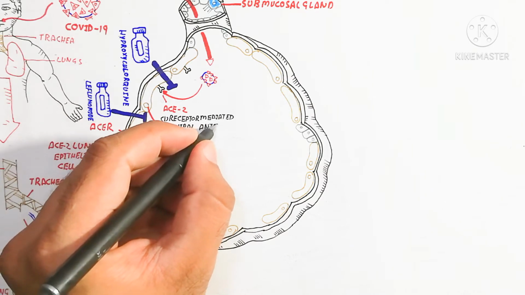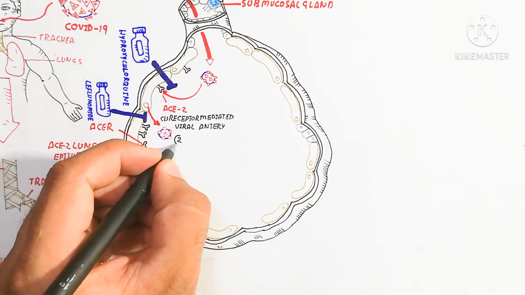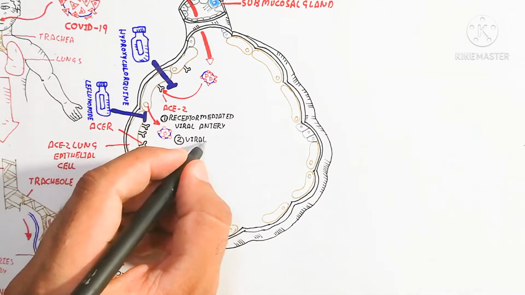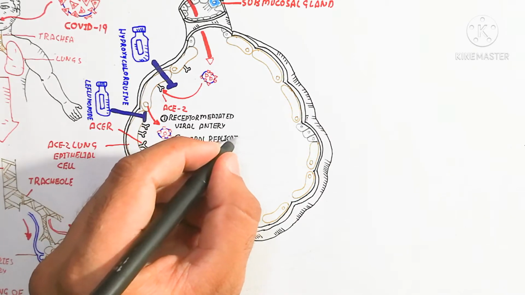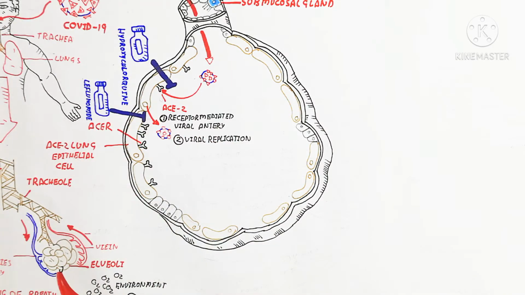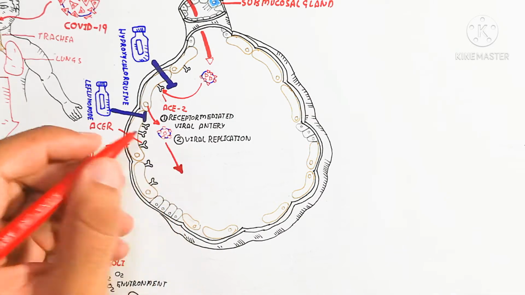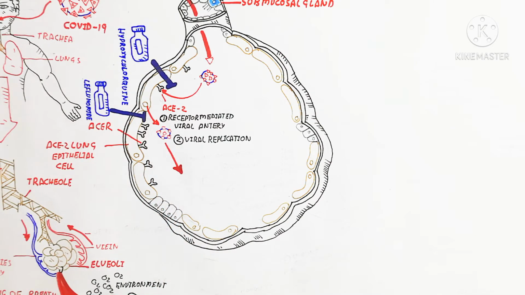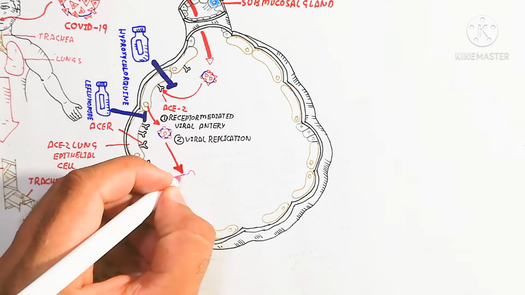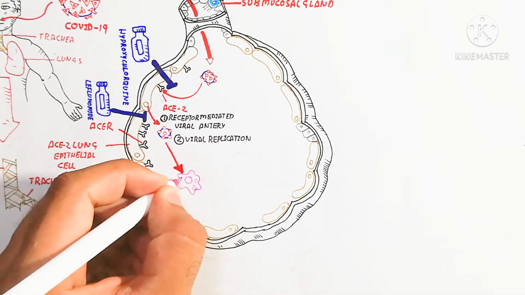Here we will discuss step by step to understand the infection and its physiology. First is receptor-mediated viral entry. The virus enters through the receptor, which is ACE2, while the second step is viral replication inside the cell. The cell is the ACE2 lung epithelial cell. That is an important thing to know.